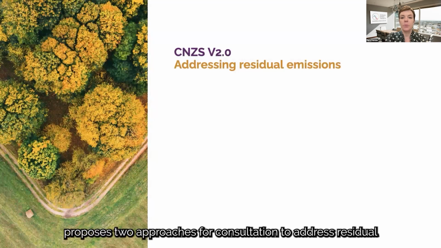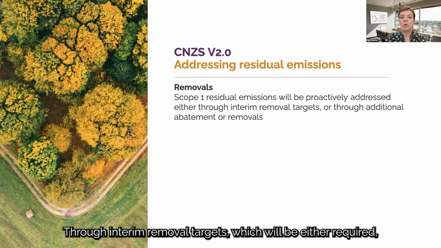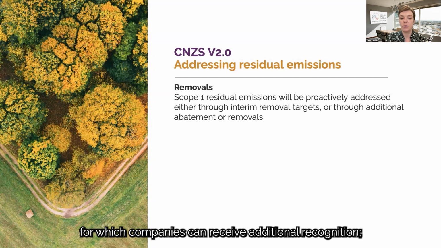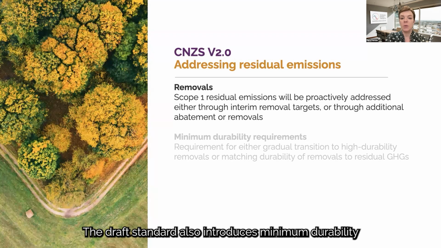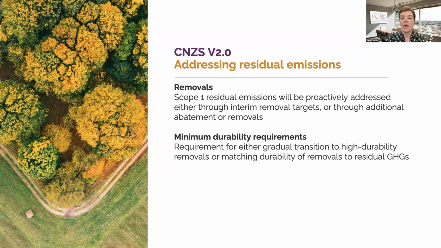The draft standard proposes two approaches for consultation to address residual emission prior to the net zero target year. Through interim removal targets, which will be either required or an option for which company can receive additional recognition, and through additional abatement or removals. The draft standard also introduces minimum durability requirement for removal in the lead up to the net zero target year, with two options to determine minimum durability to be explored in consultation.